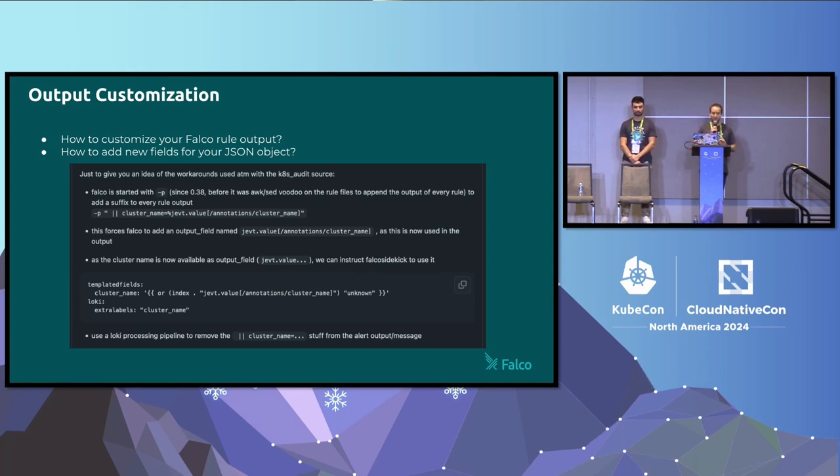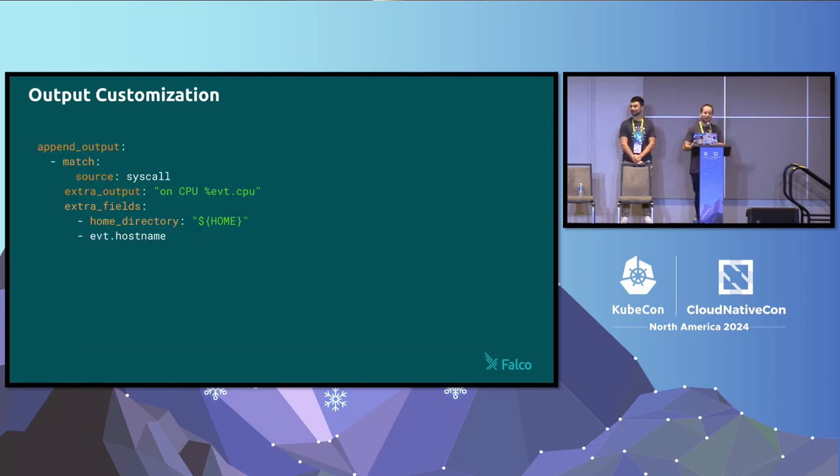OK, so if you start by telling, just to give you an idea of the workarounds, you can feel the pain that someone had when trying to do this. It shouldn't be like this. So we introduced yet another configuration option that is easy to use. At least we asked the community, and people were happy with it. It allows you to specify your output customization by source, which could be syscall or plugins, or you can specify tags or specific rules, which output you want, and lets you configure the fields, also adding environment variables and stuff that you could use to put your own label that maybe will help better identifying your workloads.